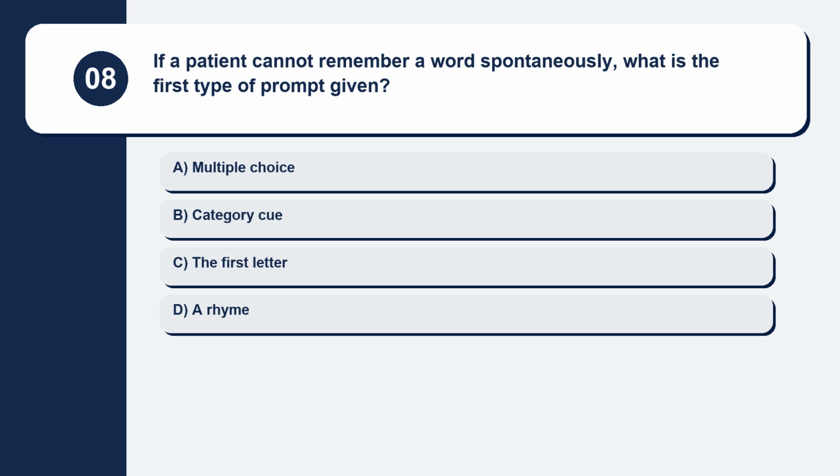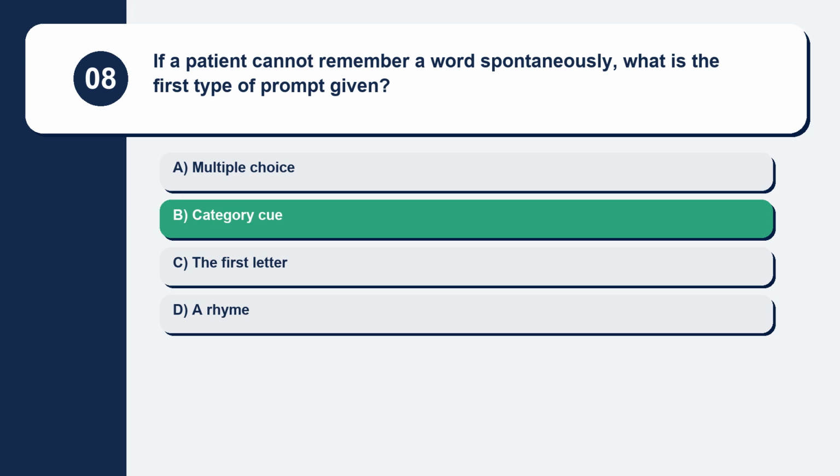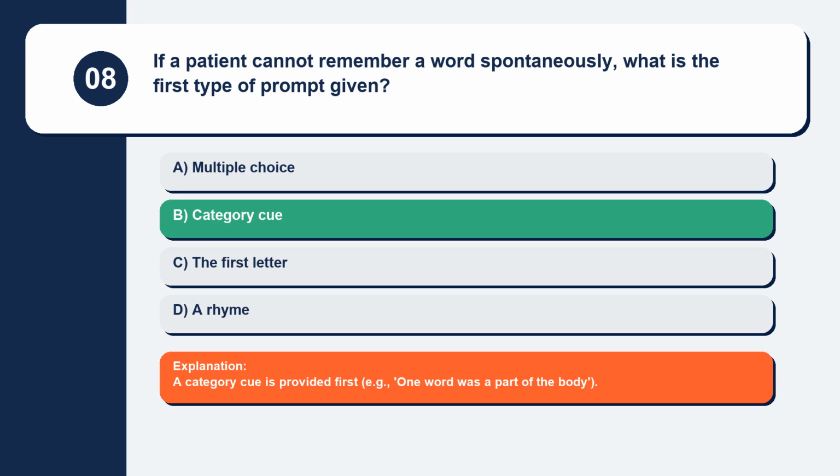Question 8. If a patient cannot remember a word spontaneously, what is the first type of prompt given? Multiple choice. Category Q. The first letter. A rhyme. A category Q is provided first, for example, one word was a part of the body.